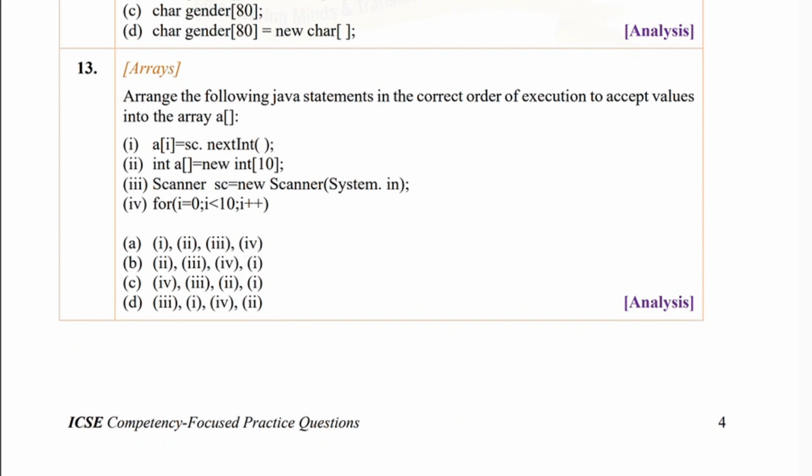Next one. 13. Arrange the following Java statements in the correct order of execution to accept the values into the array. First one is array declaration. Then the scanner class, second one. Then the for loop, third one. Then accept the value in the array: a[i] = sc.nextInt() will accept the value. This is your fourth. So 2, 3, 4, 1 is your B.